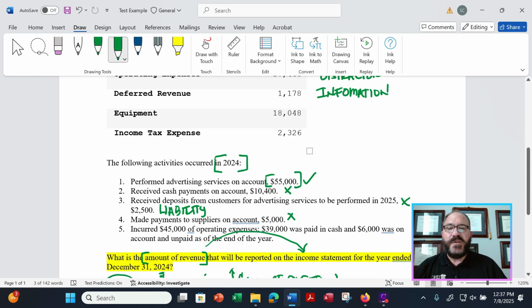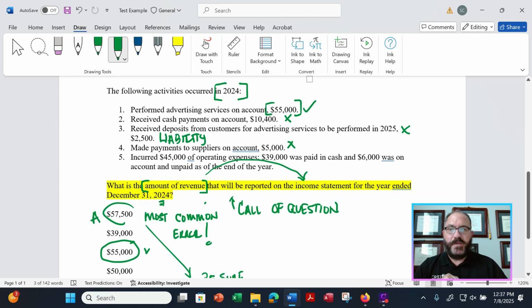Now they give you the activities. Let's run through the activities real quick, okay? Performed advertising services on account, $55,000. Well, that's revenue. It doesn't matter if it's on account or not. If they've done the services and they've earned it, it counts. So far we've got $55,000, right? Received cash payments of $10,400. That's not revenue. They've already counted that. That was an account receivable that's already been counted as revenue, and they're just getting payment.